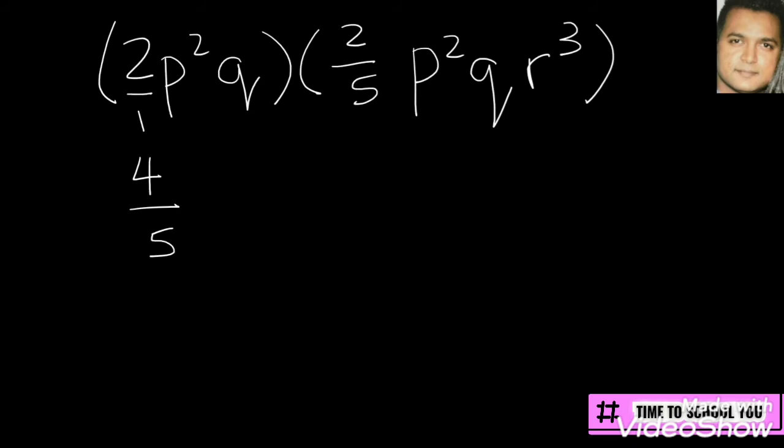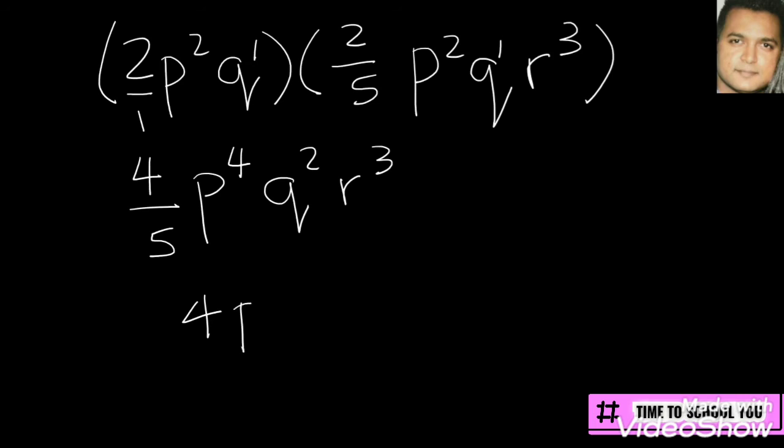Then we'll multiply the terms, and in our first one we'll have p squared times p squared. We know this to be p to the power 4. Q to the 1 times q to the 1 will be q squared, and then lastly we're left with r to the power 3. And therefore this becomes our final answer. If you want to show it a bit better, you can say 4p to the 4 q squared r cubed all divided by 5.